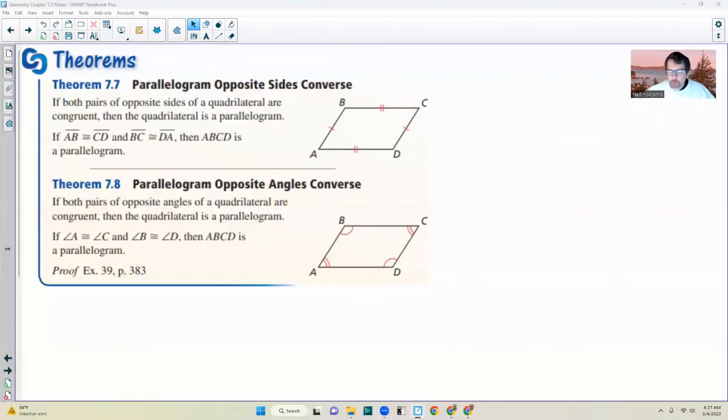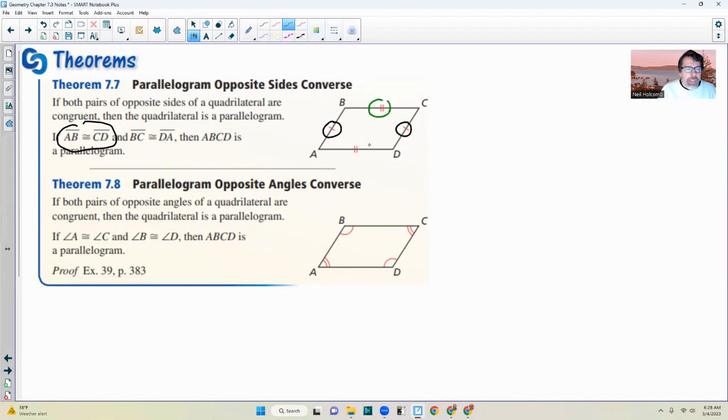So before we get to any examples or exercises, we want to do a couple of theorems. Theorem 7.7 says a parallelogram opposite sides converse. If both pairs of opposite sides of a quadrilateral are congruent, so right here they're showing that AB is congruent to CD, and BC is congruent to DA, then ABCD is a parallelogram. So that's the converse to parallelogram opposite sides.